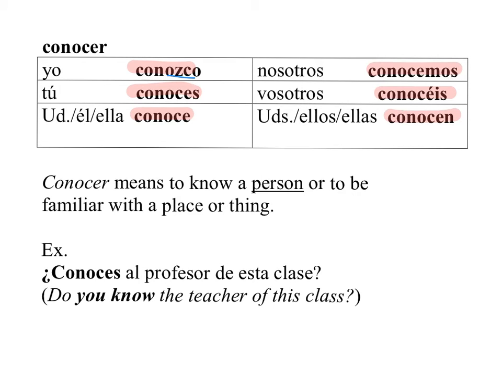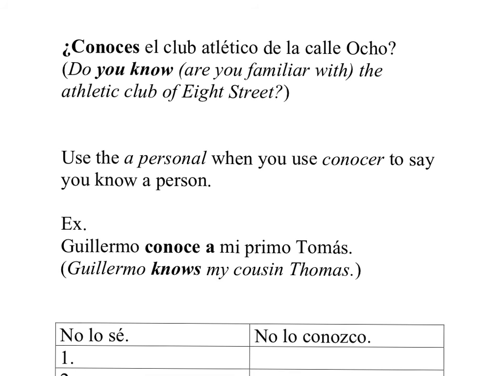Conocer means to know a person or to be familiar with a place or thing. Let's look at a few examples of this. ¿Conoces al profesor de esta clase? Do you know the teacher of this class? So now we're asking, do you know this person? ¿Conoces al Club Atlético de la Calle 8? Do you know or are you familiar with the athletic club of 8th Street?